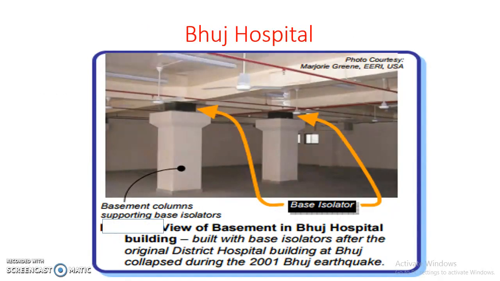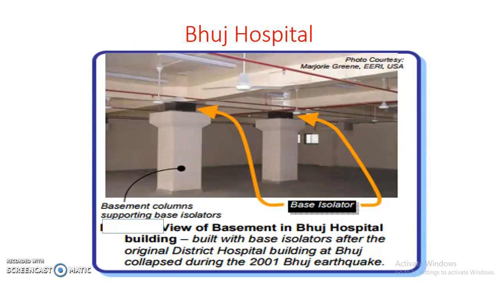In 2002, after the Bhuj earthquake in 2001, the Bhuj hospital was designed and constructed as an earthquake resistant structure. This pictorial representation gives a view of the basement in the Bhuj hospital, and the arrows clearly show the base isolators provided at the basement columns. These basement columns ultimately separate the structure from the base.